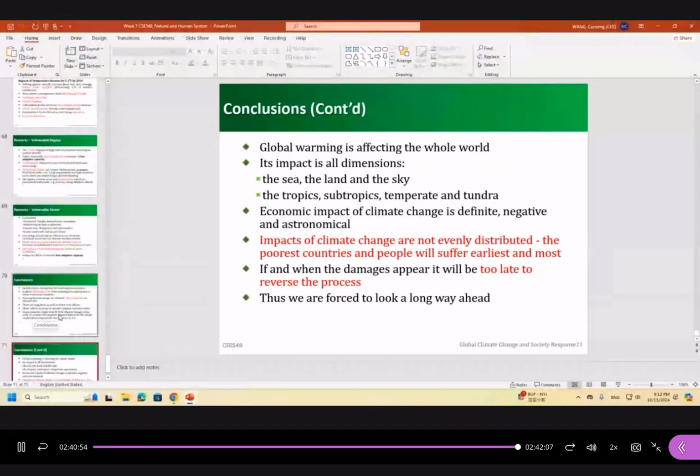So this is all the content of this class. Next week, we will talk about the economic consideration. It's the balance between the cost caused by climate change and the cost of taking some measures. So there is a comparison between the two parts.